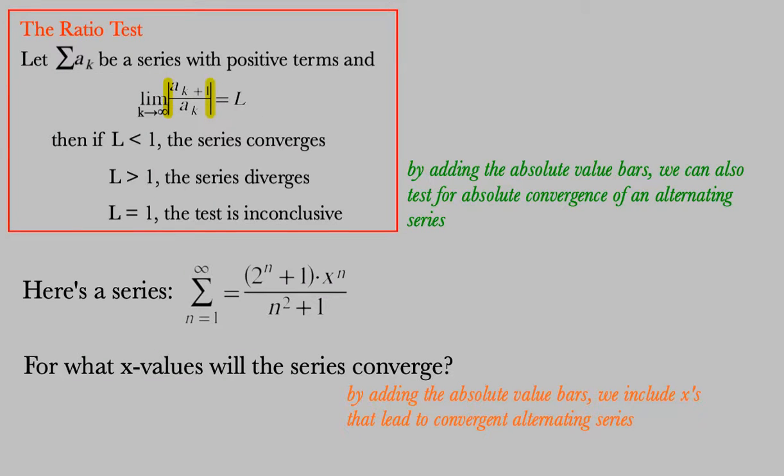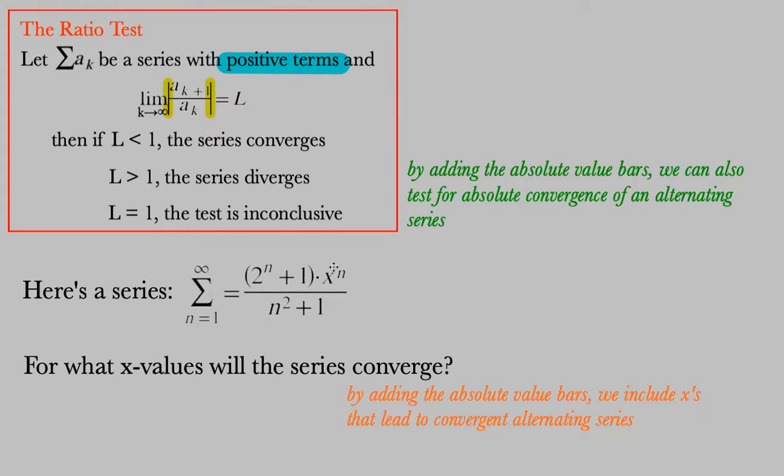And you might look at that and say, well, what do we need those for? Because the ratio test says we have positive terms. And while that's true, by adding the absolute value bars, we allow this test to be used to check for the absolute convergence now of an alternating series. In addition, it allows us to solve a problem like this down here. Here's a new series. It looks a little bit bad. We'll take a look at it.